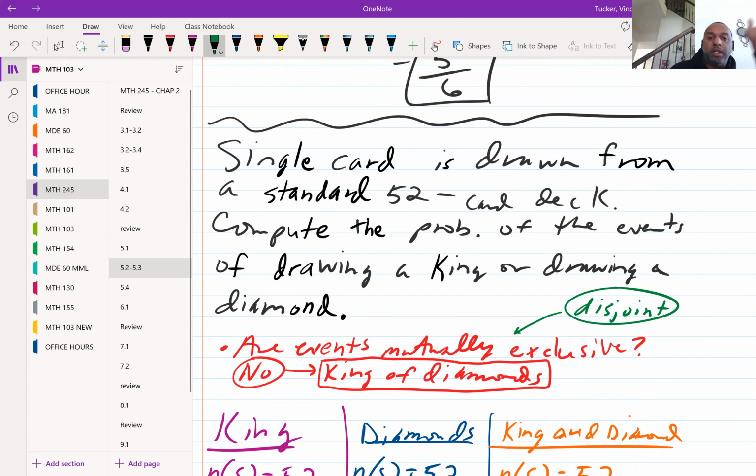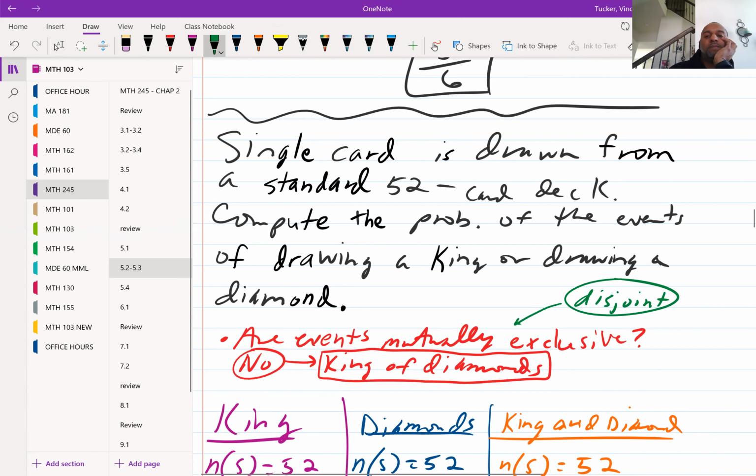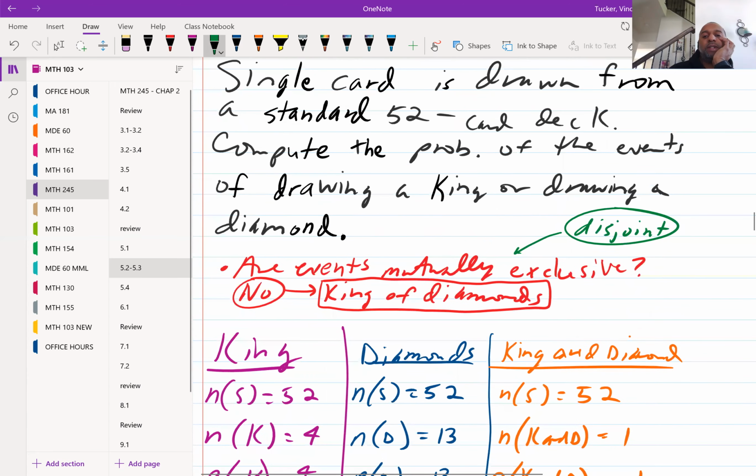When you talk about kings, you talk about diamonds, there is such a thing as a king of diamonds. So there is a card that is a king and a diamond. So we do have to consider that because in the number of kings is the king of diamonds, and then in the number of diamonds is the king of diamonds. So you don't want to count the king of diamonds twice.